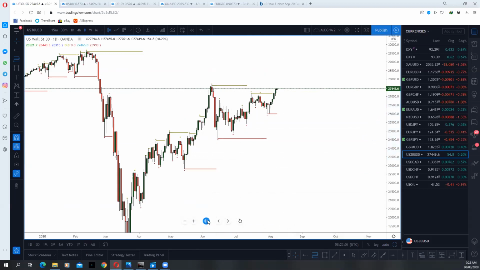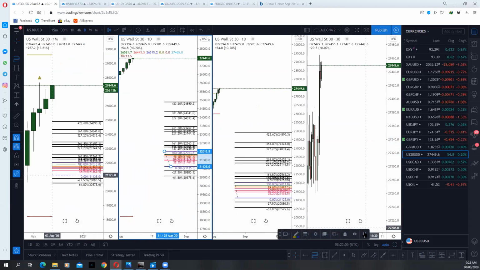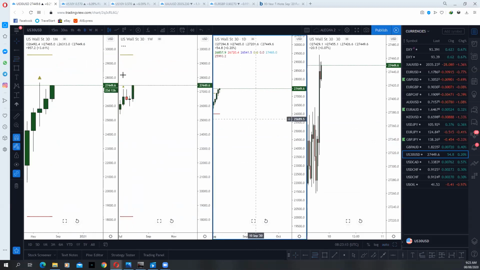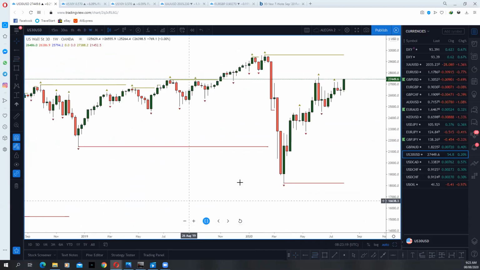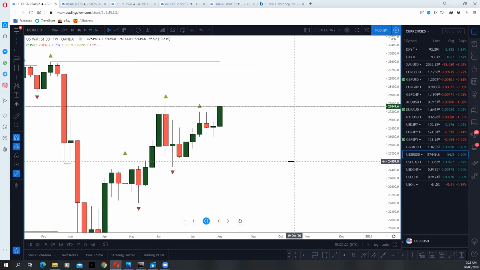Let me go to the weekly. It was when I was on the weekly that I saw that. But I said that this US 30 is going to go up. I don't trade this US 30. For those of you who might wonder, I don't trade it, but some people ask for reviews on it, so I always do reviews on it. So this is what I saw. I think it was last week. Yes, it was last week.